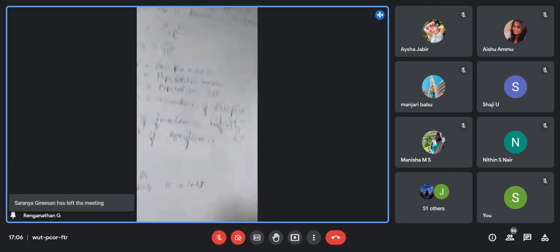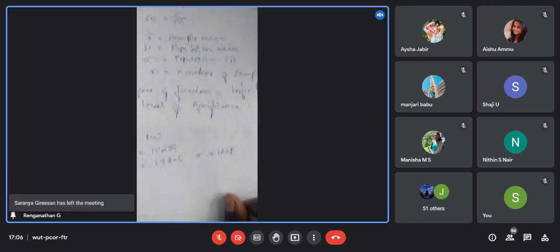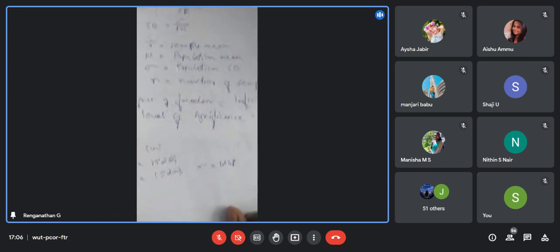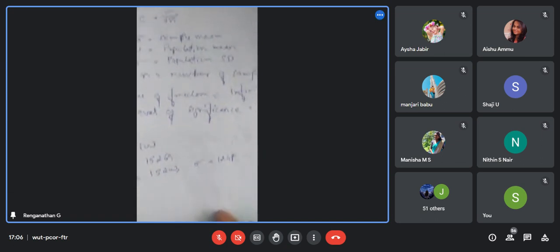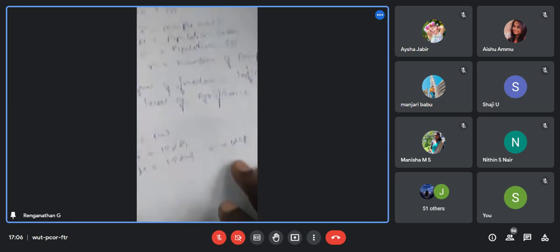Is it clear? So now we are going to use the Z test, because the sample is large and the population standard deviation is given in your question. So we have to use the Z test.